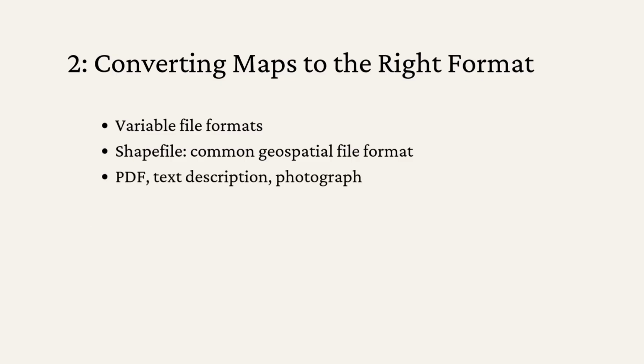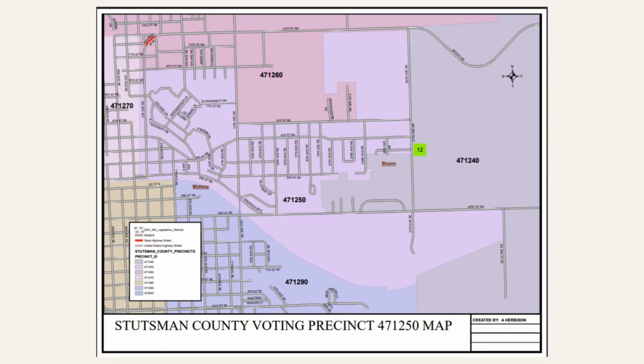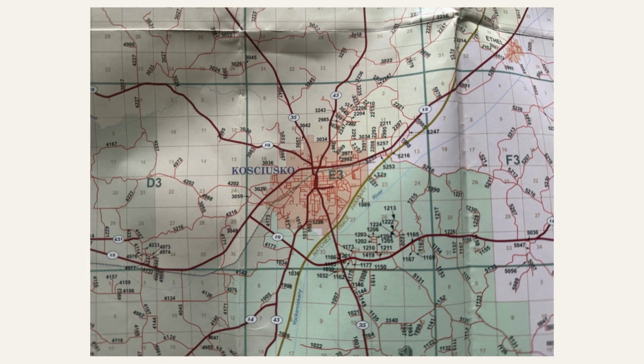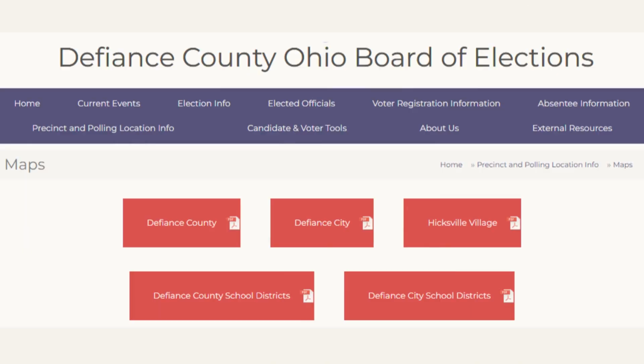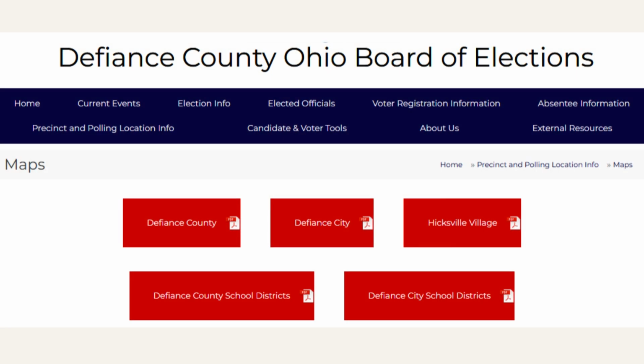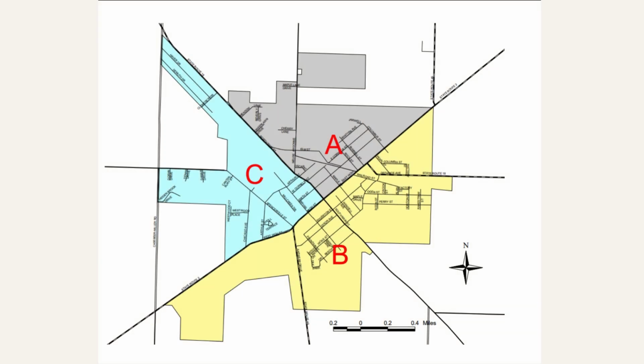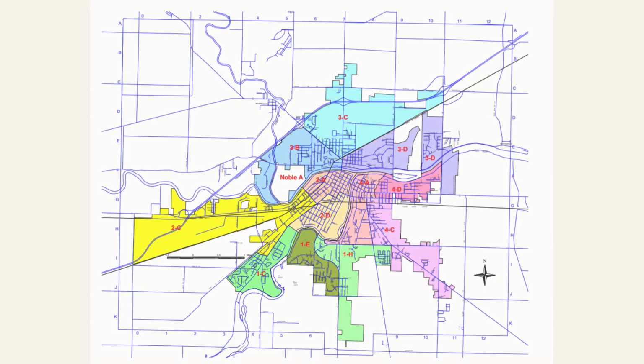In other counties, they may send what they have available: a PDF, a textual description, or a photo of a paper map on the wall. Sometimes the data is broken down by precinct and must be combined into a single county-wide file. For example, this county has one PDF for the rural areas of the county, as well as separate ones for precincts in a village and a city.